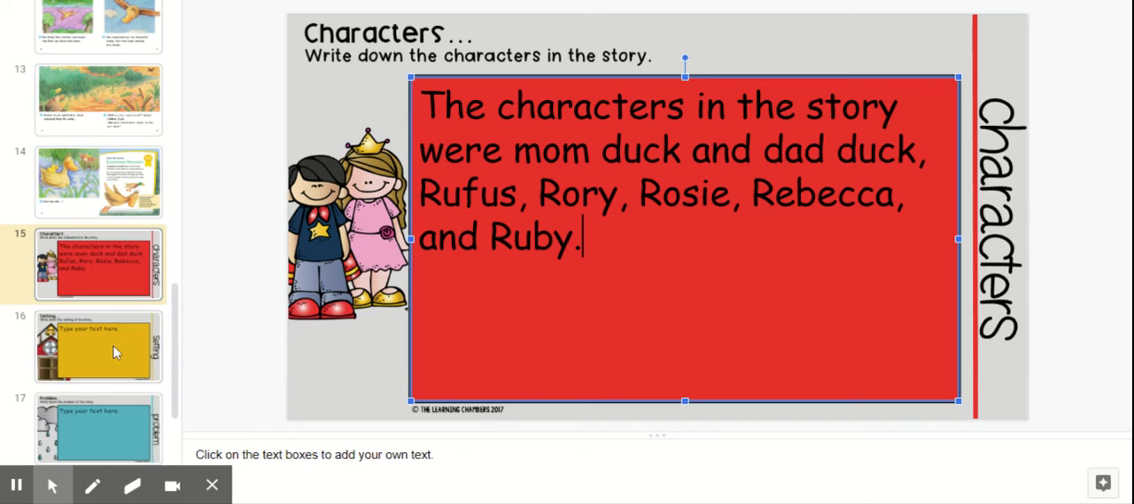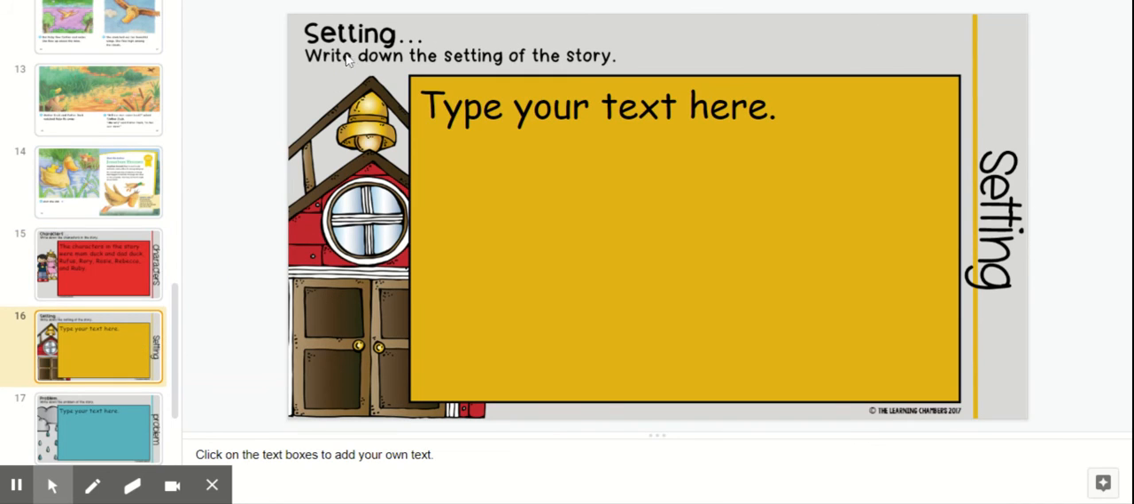Now, when you're done with that, you go to the next slide. Setting. Write down the setting of the story. It says type your text here. Okay, so where did the story take place? Think about it. Okay, the story took place.